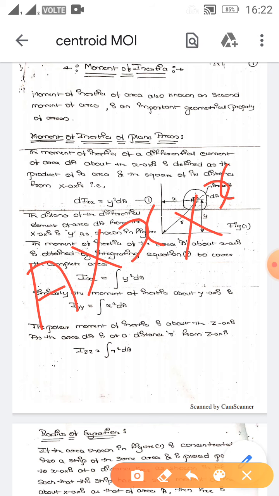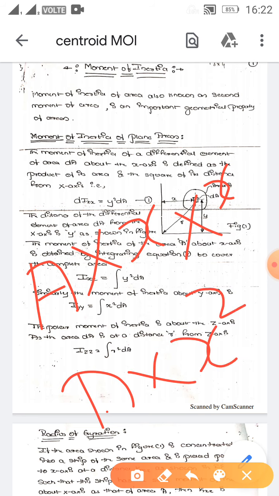So why we call moment of inertia the second moment of area is that we multiply the moment of area again by distance. Moment of area is area into distance, and second moment of area is area into distance into distance, so it becomes distance square. So moment of inertia is the second moment of area, which is given as A into x square.